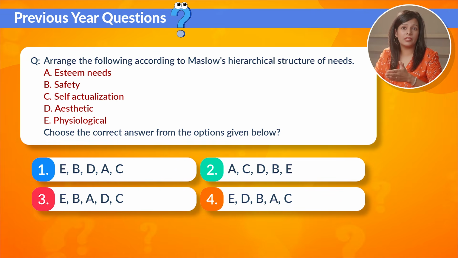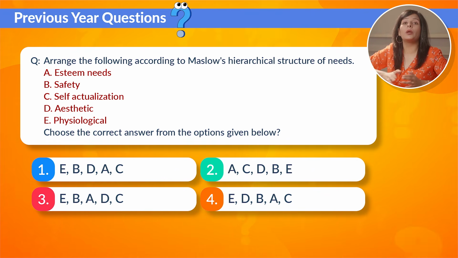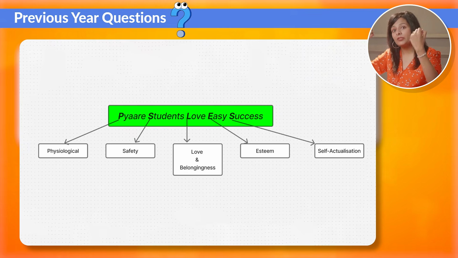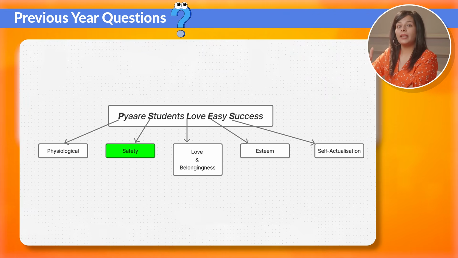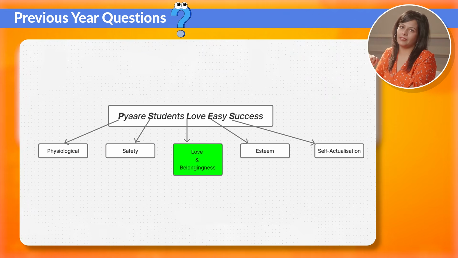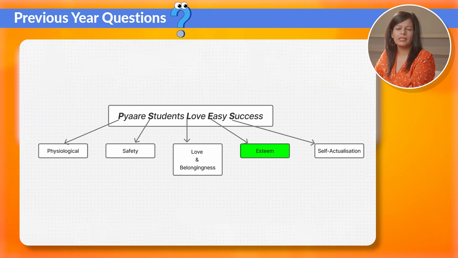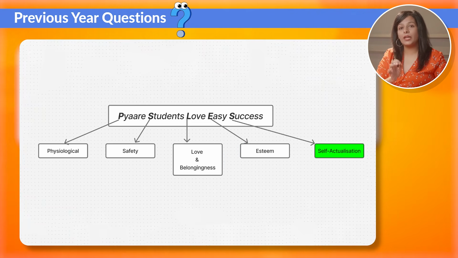The first question is on your screen. You may pause the video to read the question. This question asks us to arrange the needs in order based on Maslow's hierarchy. Remember our mnemonic? Pyare students, love easy success. P is for physiological needs, S is for safety needs, L stands for love and belongingness, E is for esteem needs, and the last S is for self-actualization.